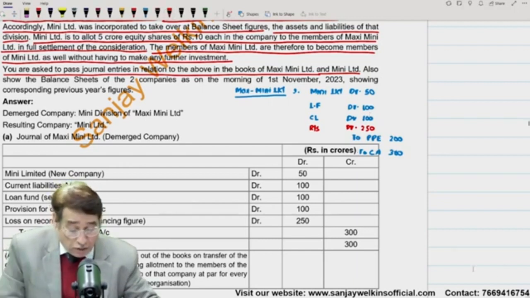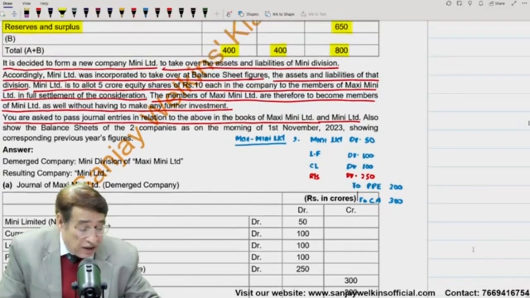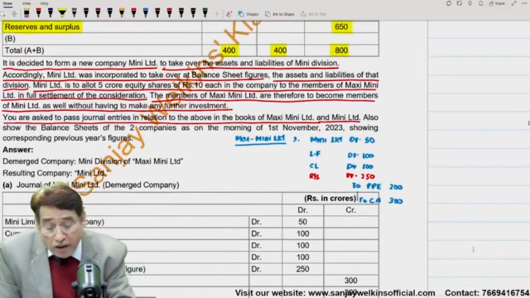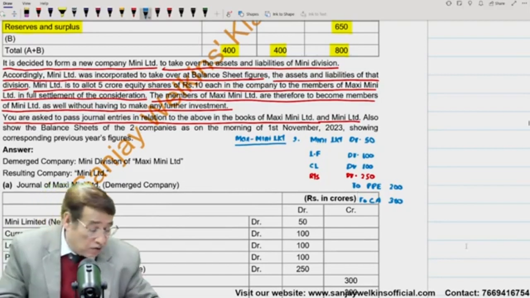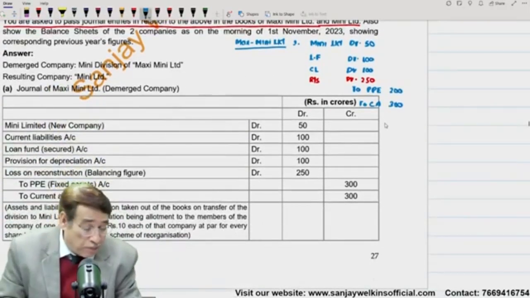After having written this entry, the next entry is with respect to consideration. Now coming over to the consideration, as far as consideration is concerned, this is going to be the second entry in the books of Maxi Mini Limited.